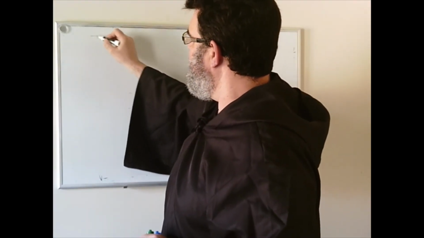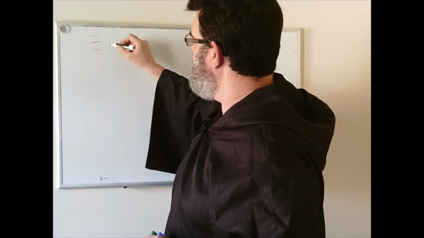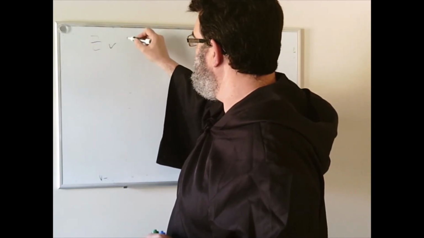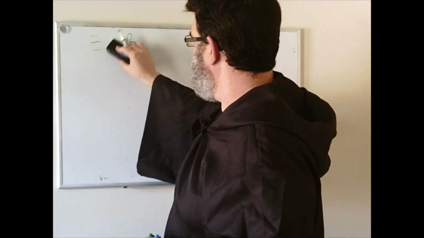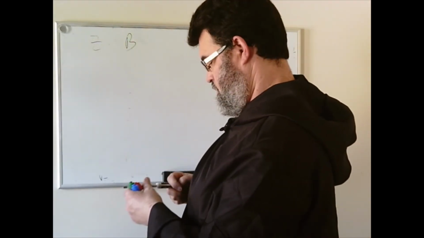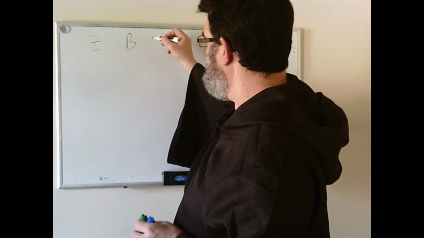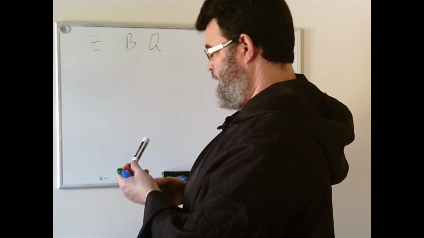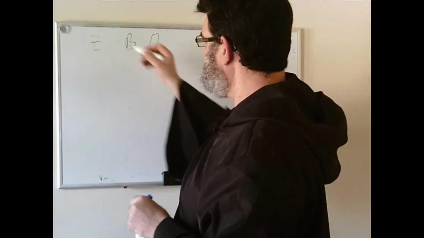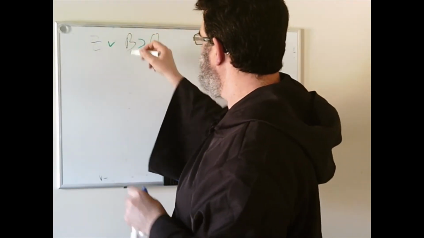So let's say I have Z or B, oops, I made my operator the wrong color there. I'm going to use Z, B, and Q. And I'm going to say Z or B, then Q.